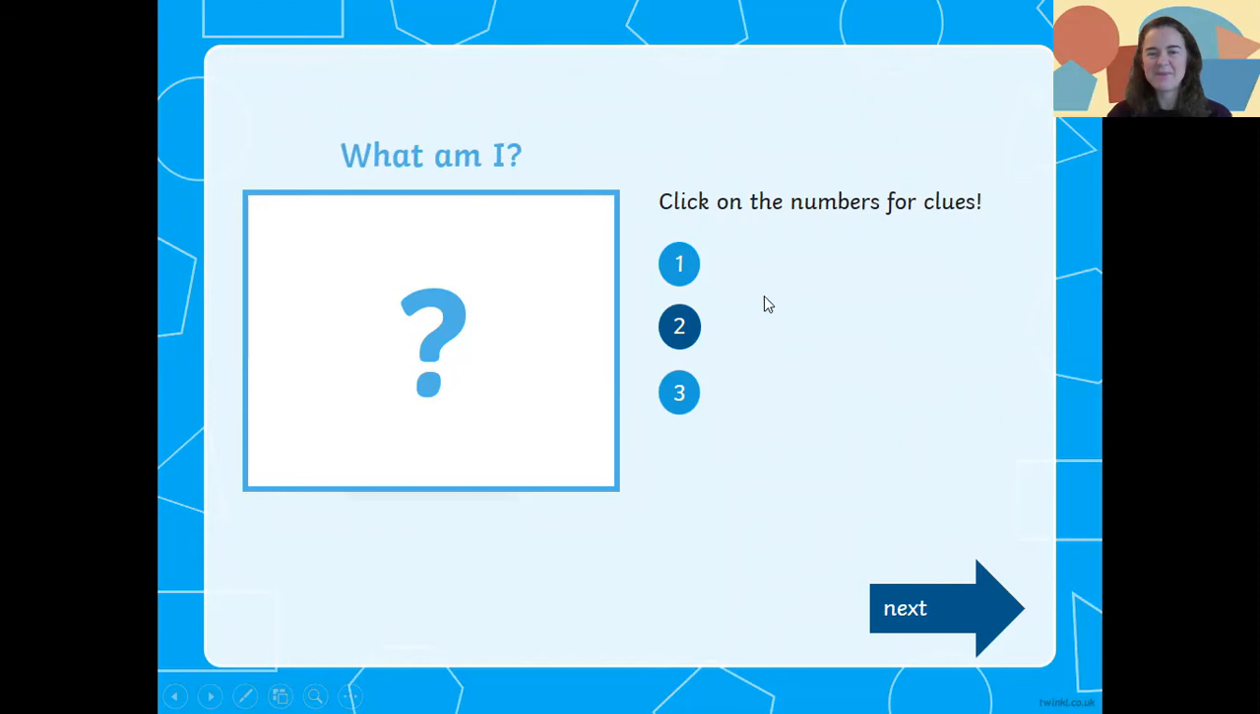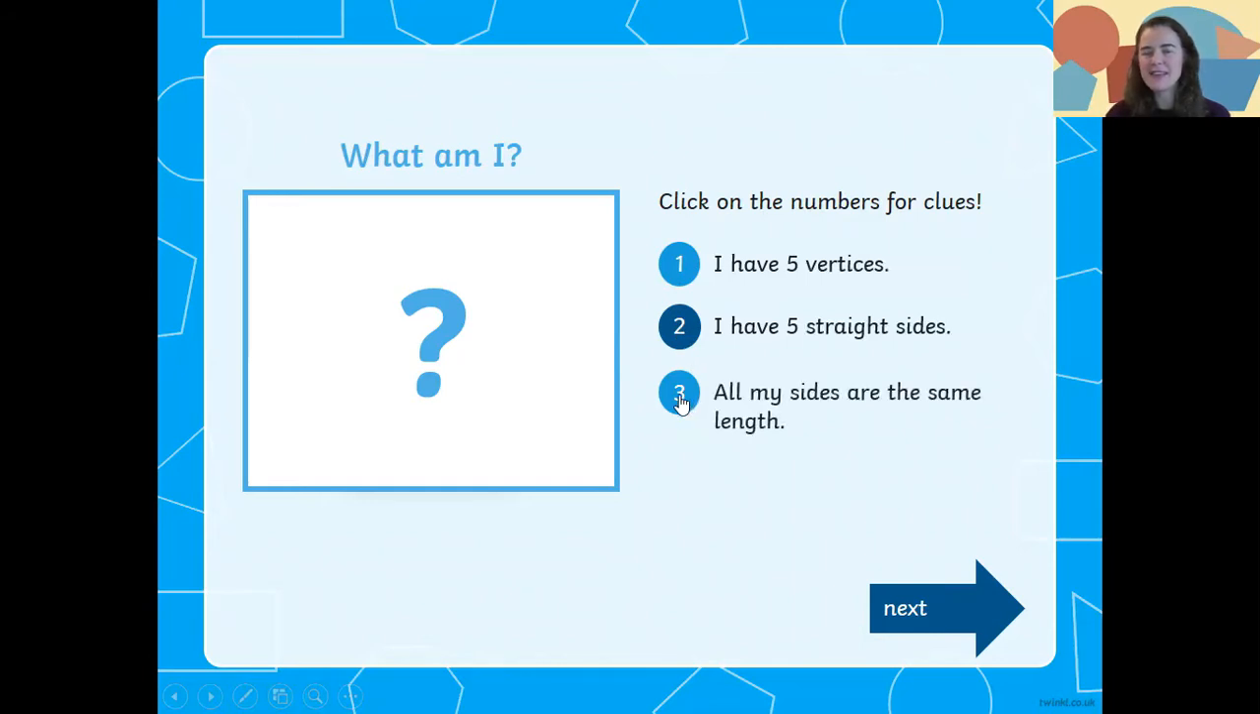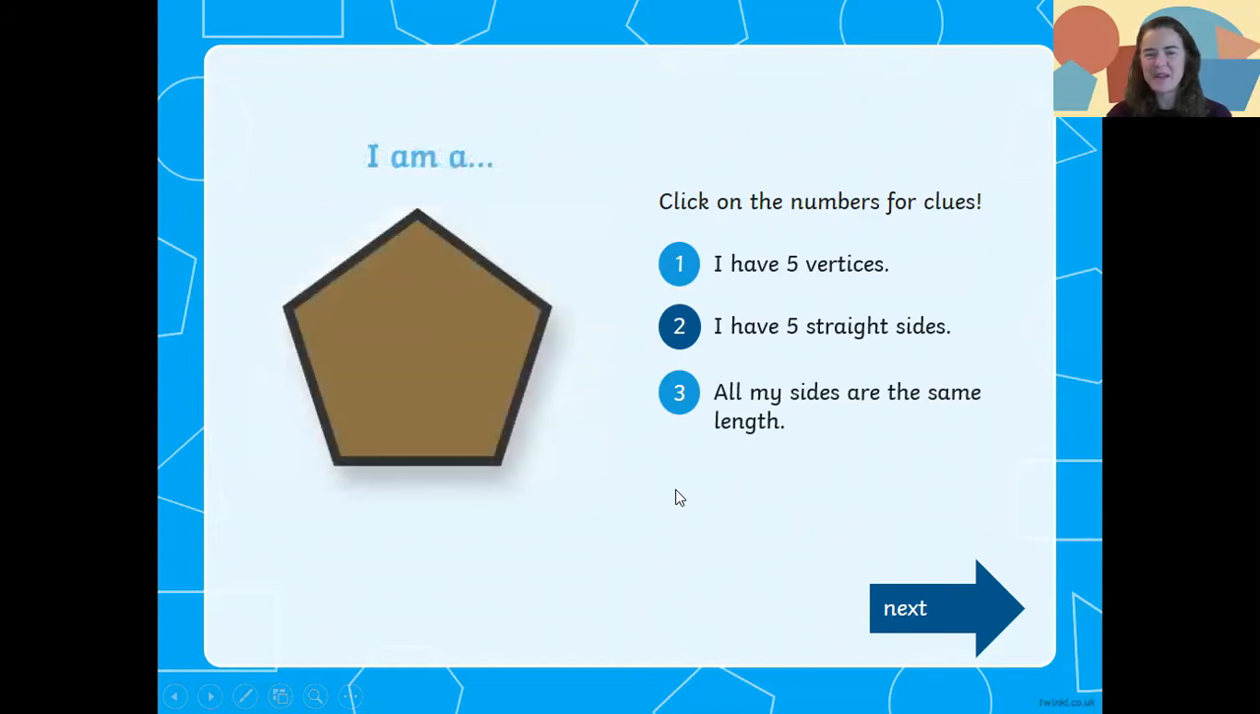Let's go. Clue number 1. I have 5 vertices. I have 5 straight sides. All my sides are the same length. What am I? Call it out to the screen. Well done if you said pentagon, fantastic.